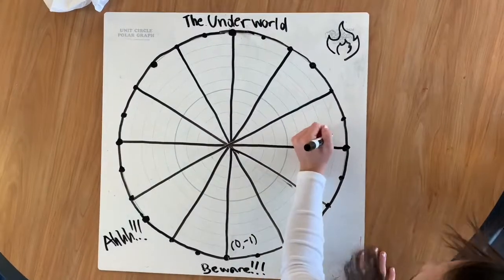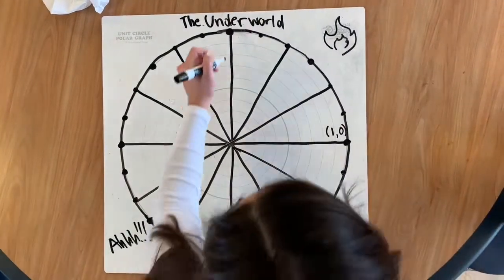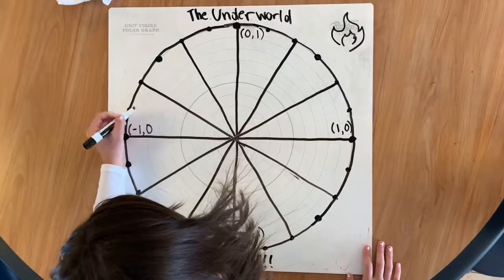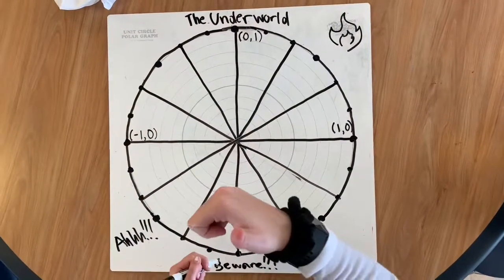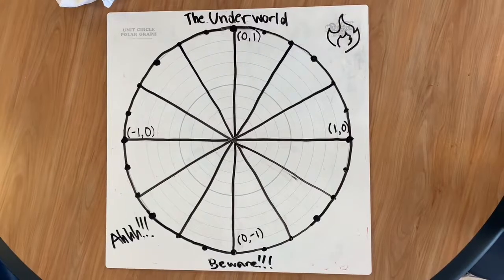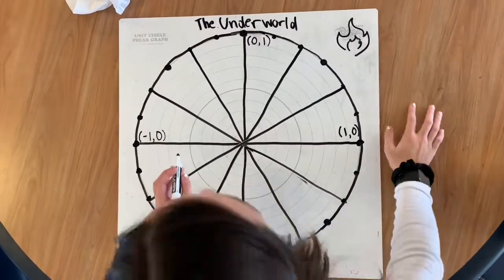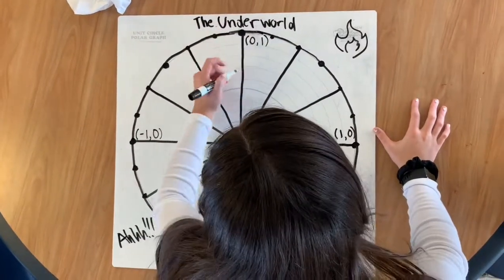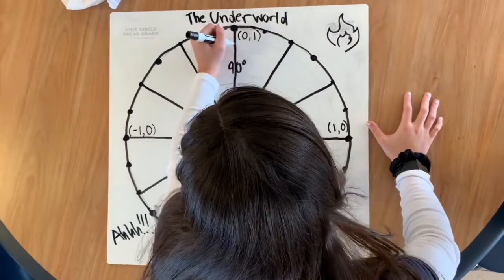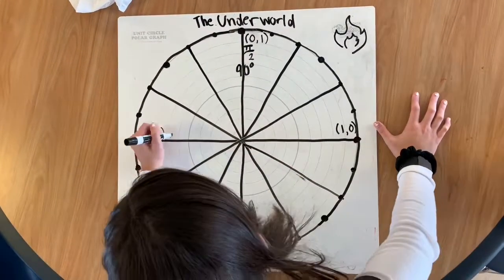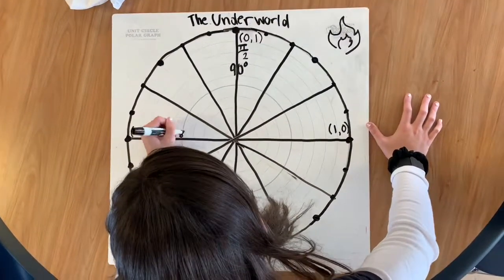One full time around a circle is 2 pi. 3/4 of that would be 3 pi over 2. Half of that would be pi, and 1/4 of that would be pi over 2. Therefore, the coordinates of the intersection of the circle and the axes are as follows: (1, 0), (0, 1), (-1, 0), and (0, -1).